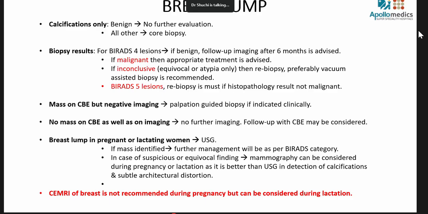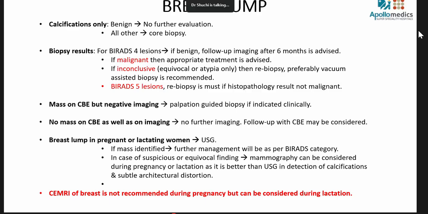If you are BI-RADS 5 on your mammogram or ultrasound and the biopsy has come normal, then do a rebiopsy if histopathology is negative. So again a rebiopsy is required if you are sure on mammography and ultrasound that this is BI-RADS 5. Mass on clinical breast examination but negative imaging, then do a palpation-guided biopsy if indicated clinically. No mass on examination as well as on imaging, then nothing further is needed. You can just ask the patient to come again for a follow-up.